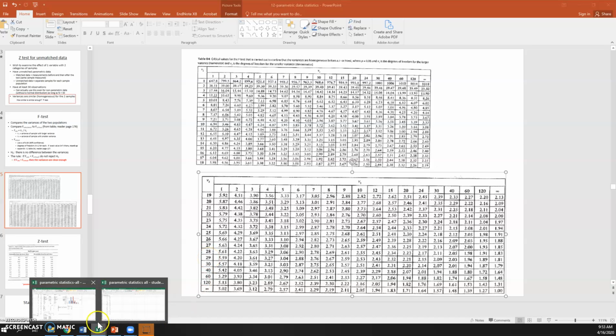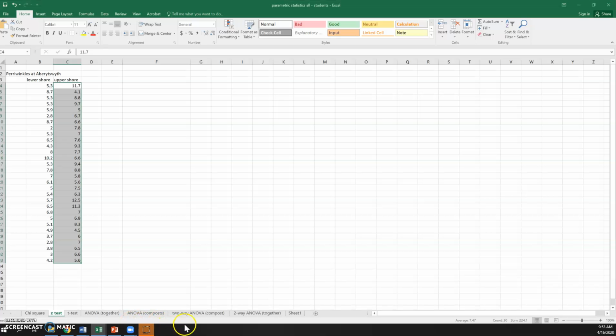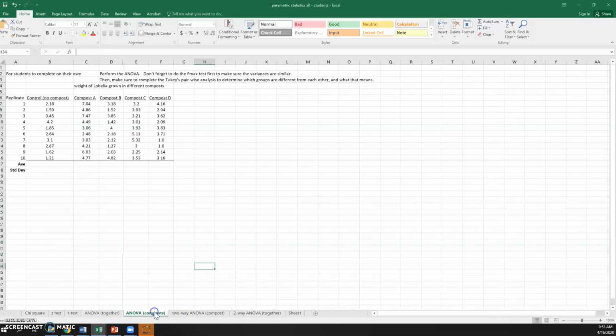All right, and then don't let that get confused with the F max. When we have ANOVA, we have multiple groups, so now we have to use the F max. And the F max is the same idea. We're just making sure the variances are close enough to move forward with our ANOVA. This time you just divide the highest variance by the smallest variance, and that's your F max calculated.